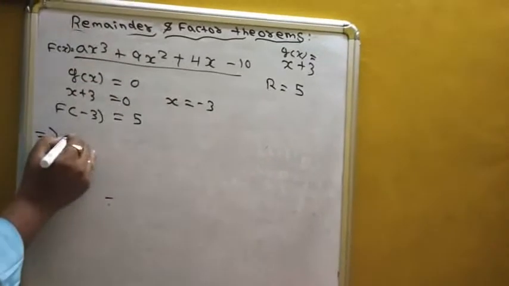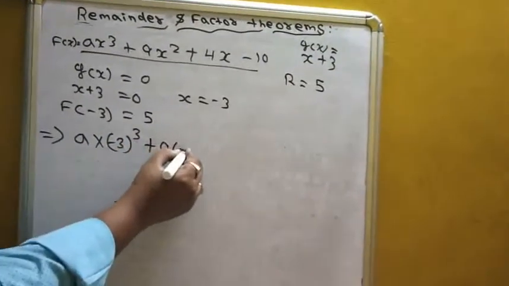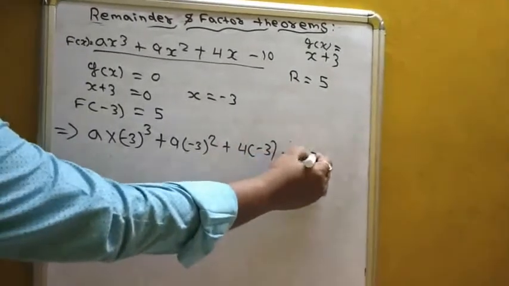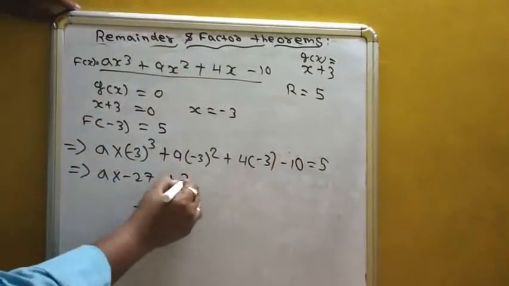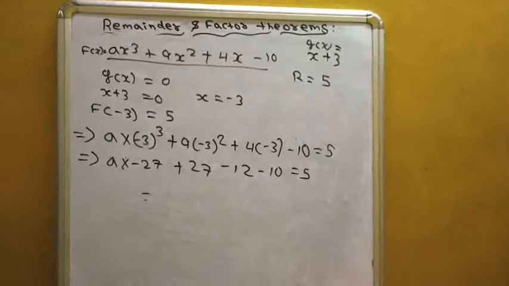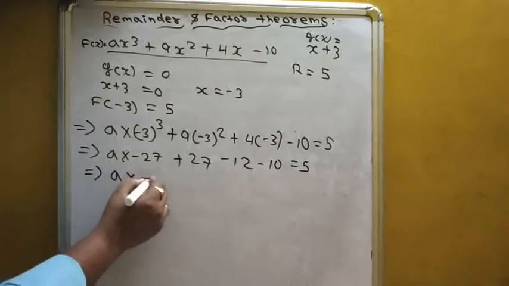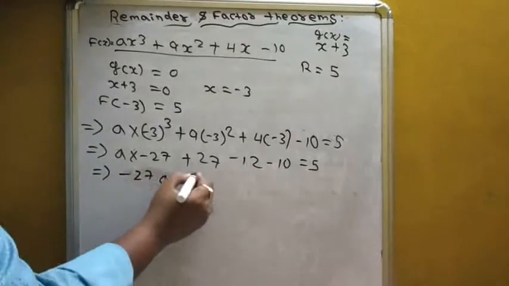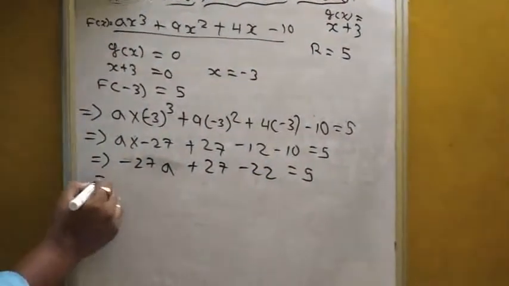So minus 3 means what you have to write here? a into minus 3 cube plus 9 into minus 3 square plus 4 into minus 3 minus 10 equals 5. So a into minus 27 plus 27 minus 12 minus 10 equals 5. So how much are you getting here? a into minus 27 you can write. So 27 minus 22 equals 5.